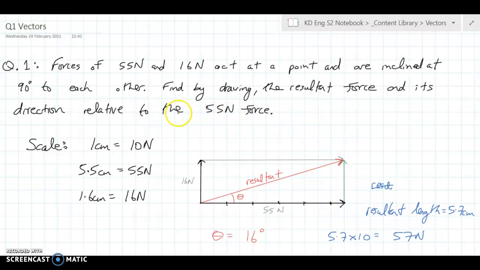So, find by drawing the resultant force. The answer is the resultant force, let's call it R, equals 57 newtons, and its angle is 16 degrees. Now we're describing it in relation to the 55 newtons, so you could say 16 degrees this way, which could be described as anti-clockwise from the 55 newton force.